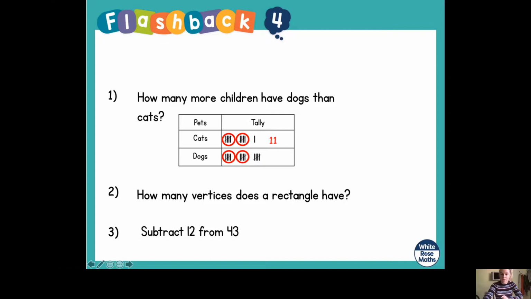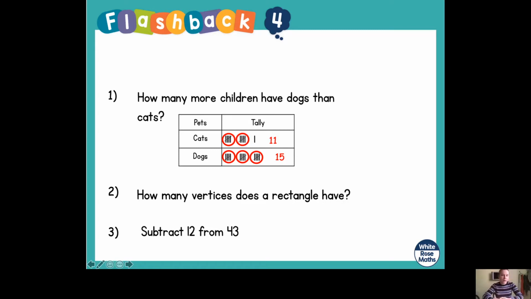Now, how many children have dogs? Well, we have got 3 lots of 5 here, so we can count up in steps of 5 3 times. Are you ready? Count with me. 5, 10, 15. Stop, we've counted 3 steps of 5 and we've got to 15. So 15 children have dogs. Okay, so now we've worked out how many children have cats and how many children have dogs. We need to work out how many more children have dogs than cats. Now, if we're working out how many more, we're working out the difference. So therefore, we need to do a subtraction.